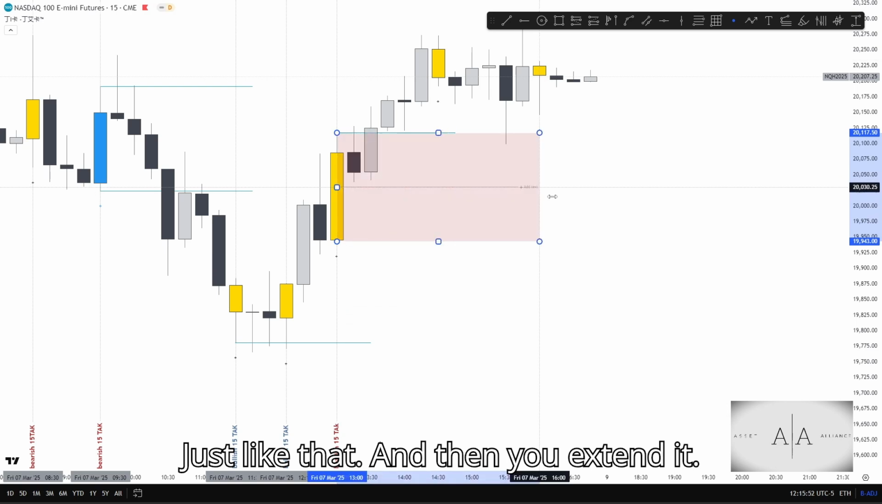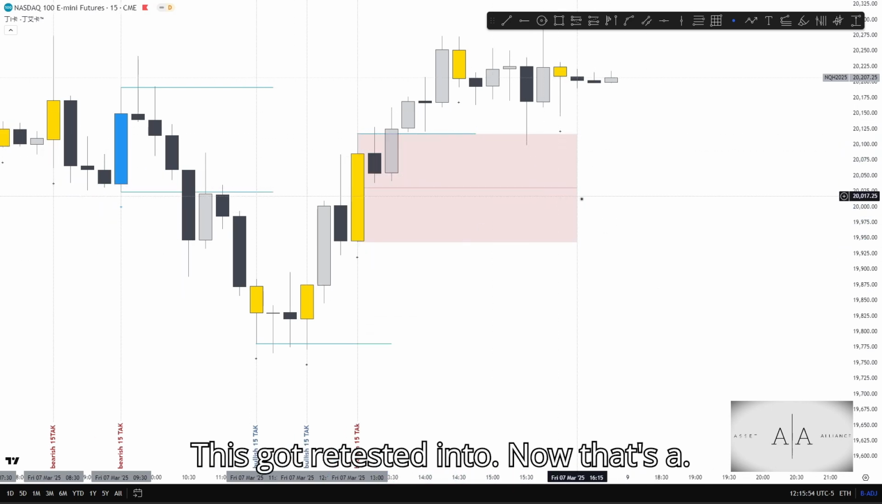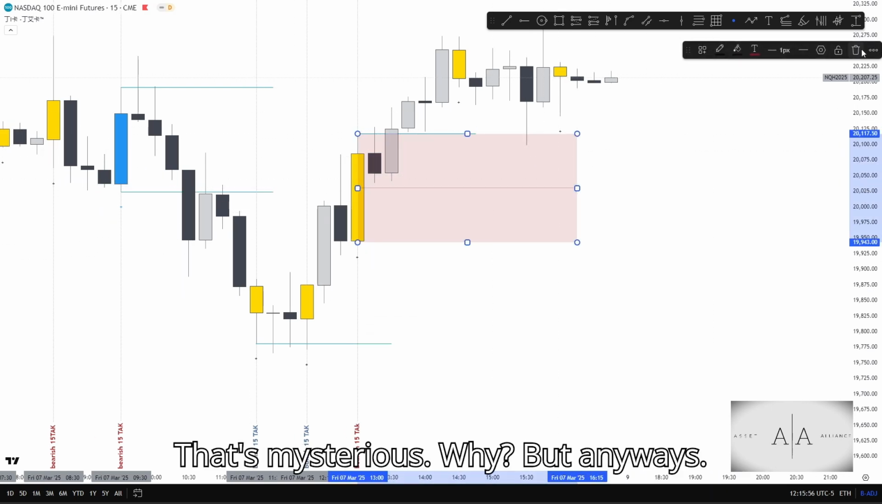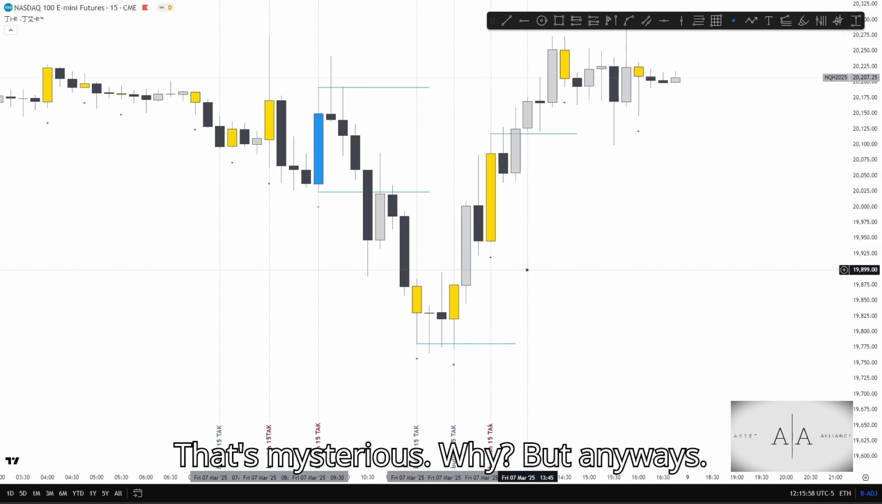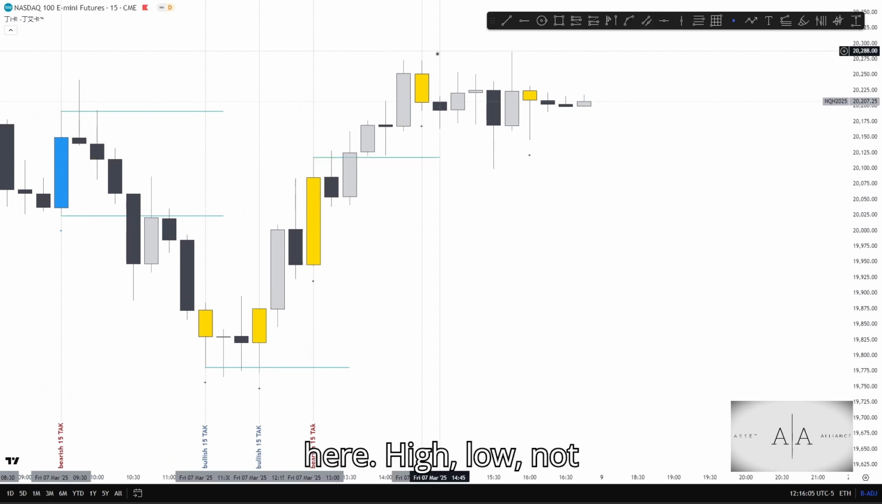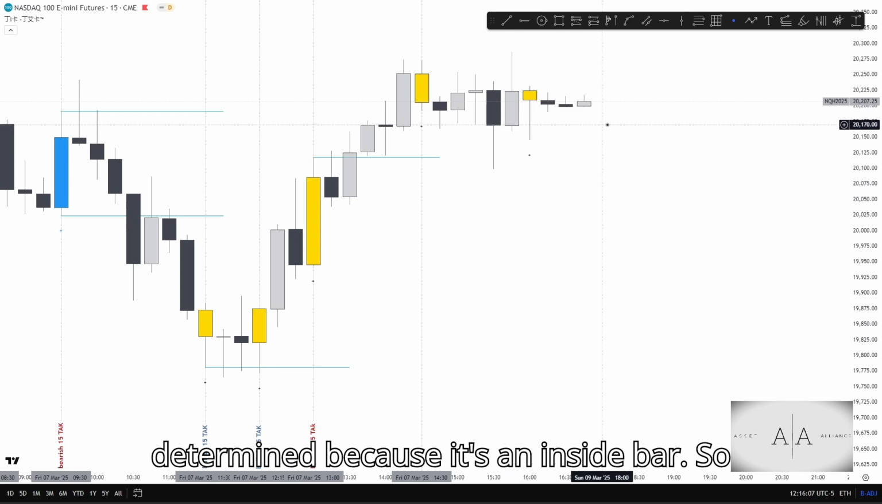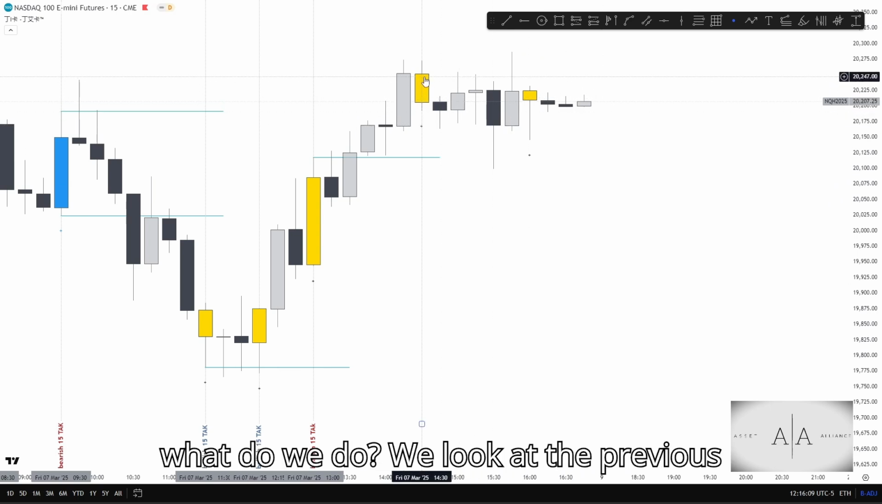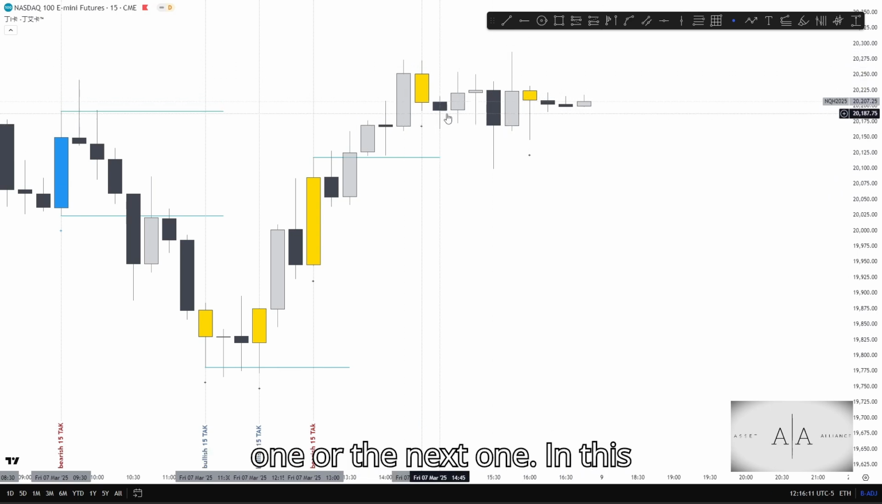And then you extended, this got retested into. Now that's mysterious. Why, huh? But anyways, this one closed above, bullish. Here, high, low, not determined because it's an inside bar. So what do we do? We look at the previous one or the next one.